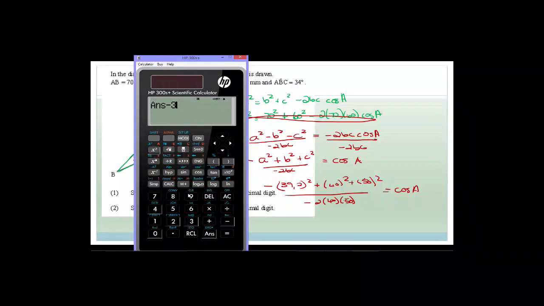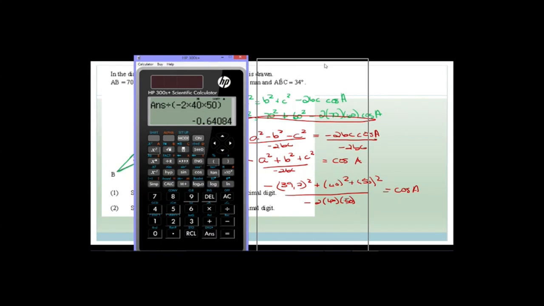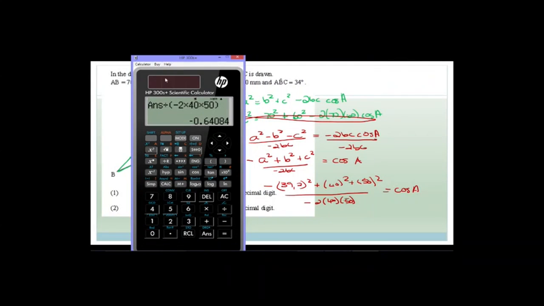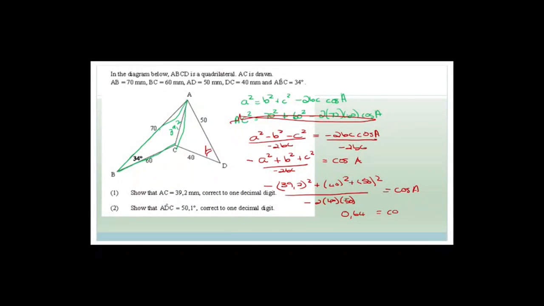And we've got negative 39.2 squared. No, let's just clear this entirely. So we've got negative 39.2 squared plus 40 squared plus 50 squared equals, divided by bracket, negative 2 multiplied by 40 multiplied by 50, close bracket, equals, SD button, negative 0.64. I messed up. Okay, so let's leave it at 0.64. So that's 0.64 is equal to cos A.